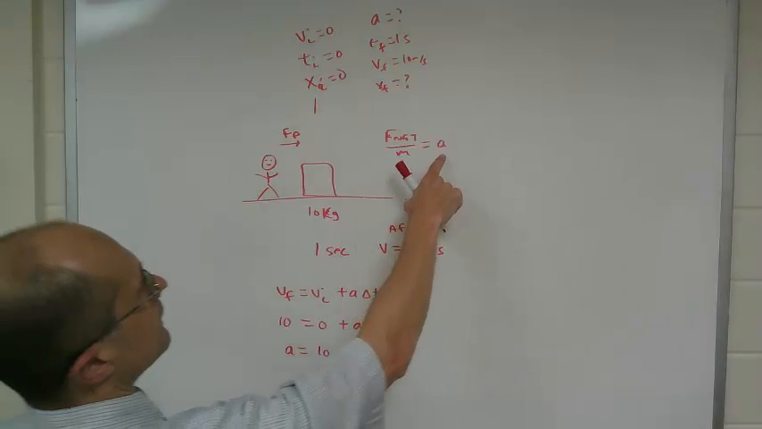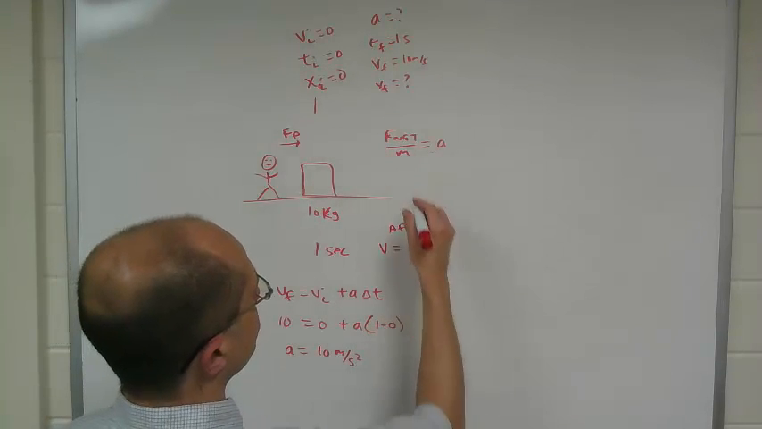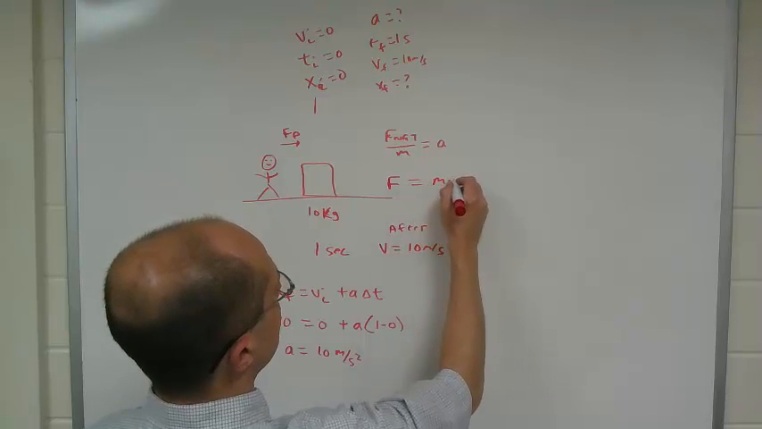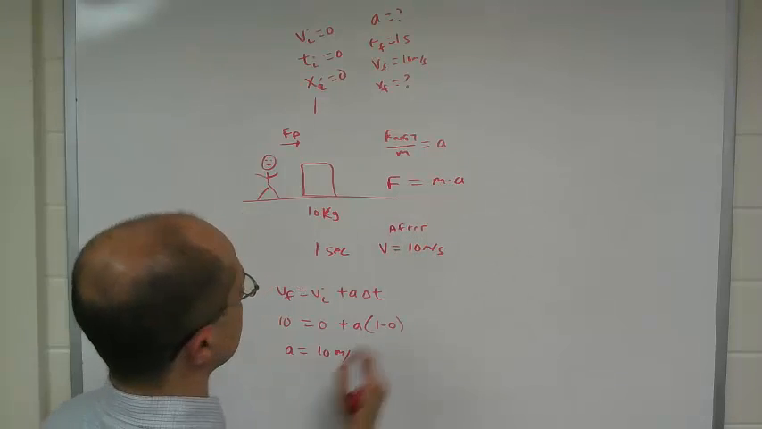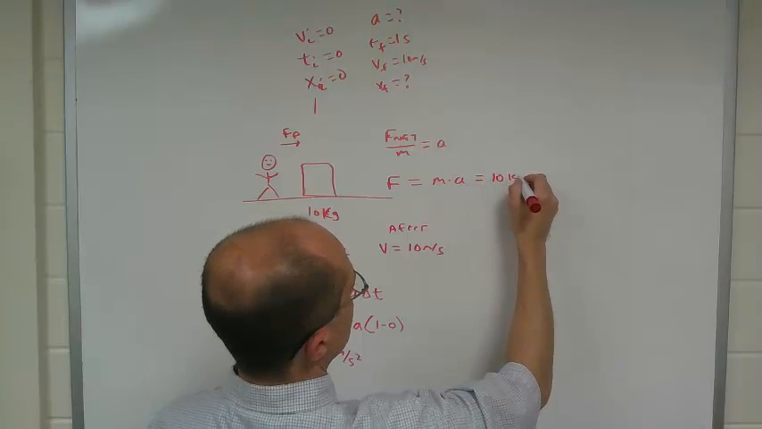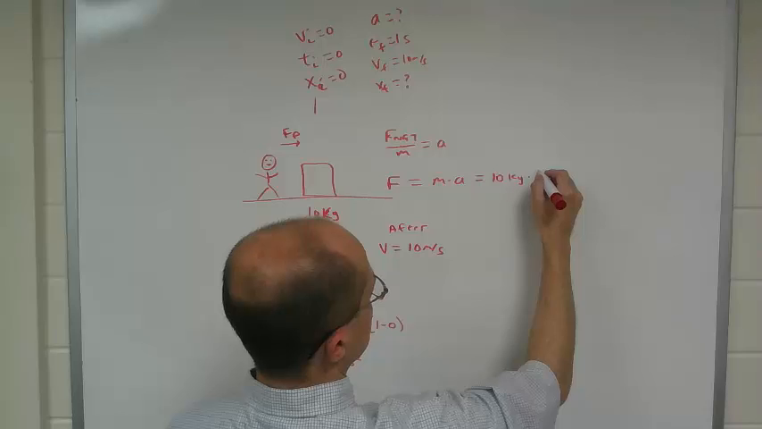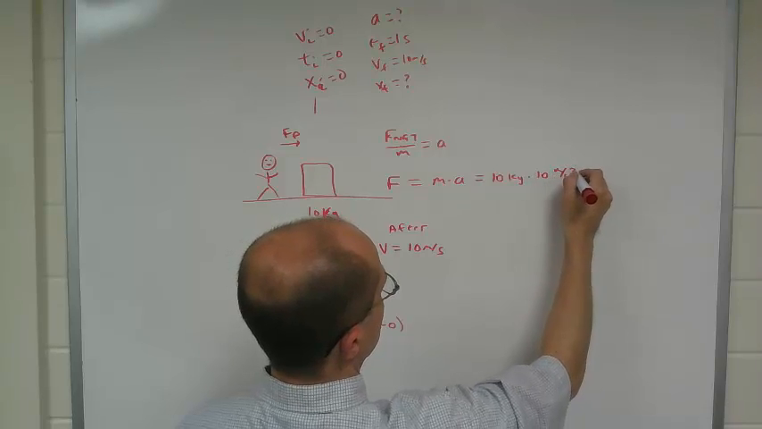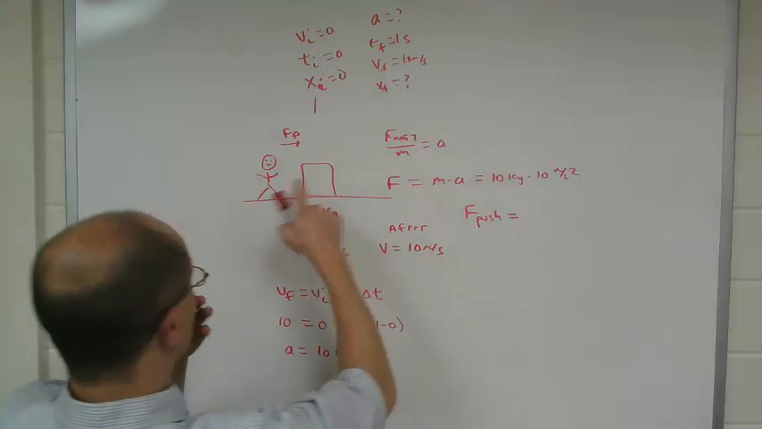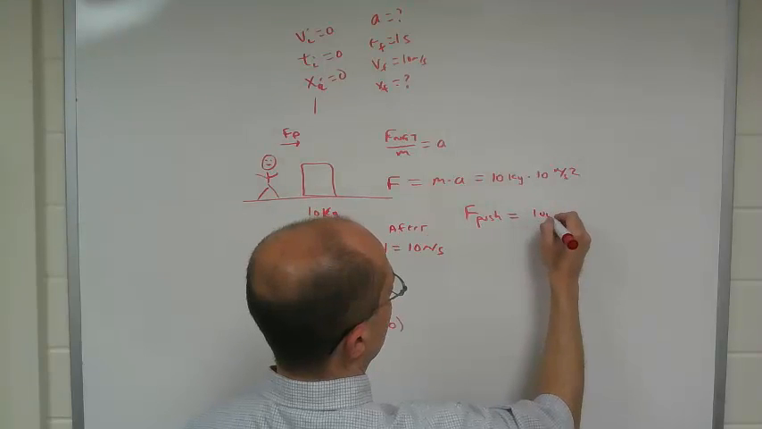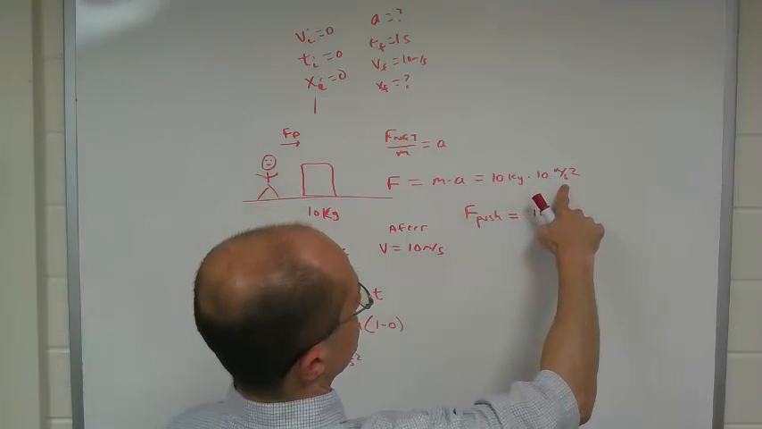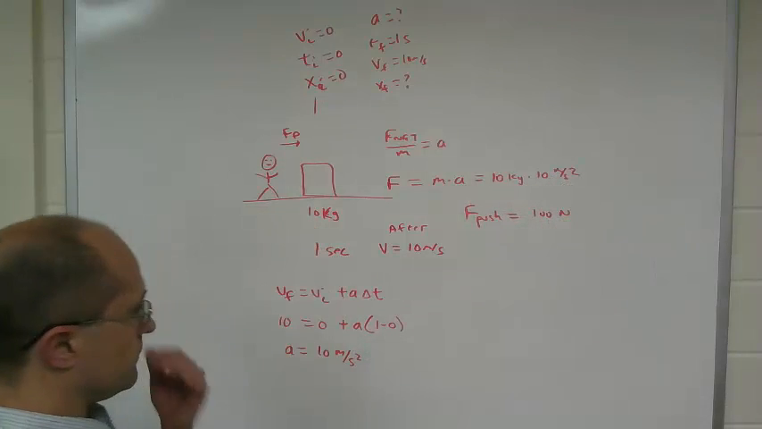Now that we have our a, we can calculate our force, because our force is just the mass times the acceleration. So in this case, we have 10 kilograms times our acceleration of 10 meters per second squared. So the force of our push, which is the only force on the object, must have been 100 newtons, because we have kilograms times meters per second squared, which is the unit of the newton.